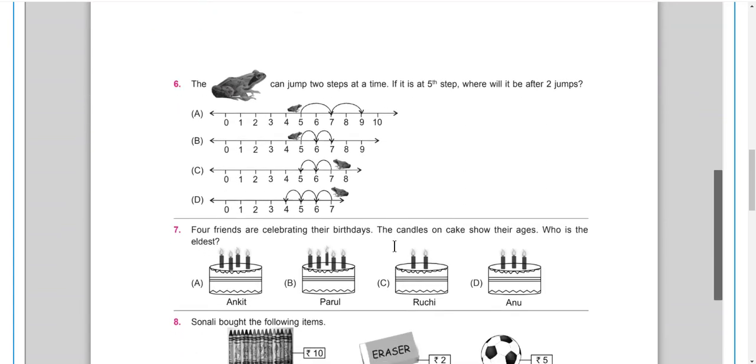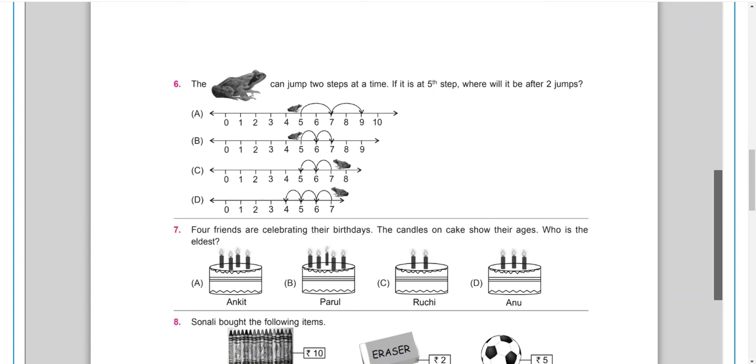Oh, Froggy is here. The question is: the frog in the picture can jump 2 steps at a time. If it is at the 5th step, where will it be after 2 jumps? That is the question. So for example, we are having a number. Can you please check and let me know what the correct answer will be? Have you understood the question?